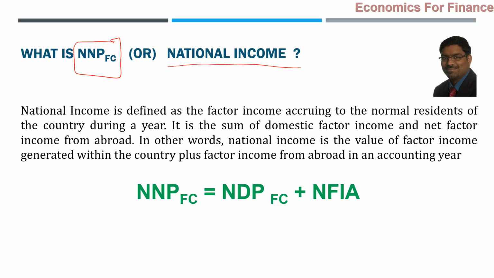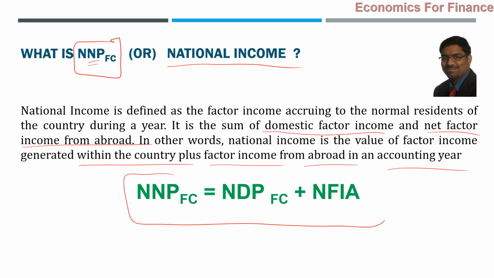Naturally. Why? Because the word used here is NNP, national product, not domestic product. So it should include the domestic factor incomes and also the net factor income from abroad. In other words, national income is nothing but the value of factor incomes generated within the country plus factor income from abroad in a particular accounting year. Simply speaking, this is the formula for national income, which is nothing but NNP at factor cost. How to calculate that? NDP at factor cost plus net factor income from abroad. We get NNP at factor cost.